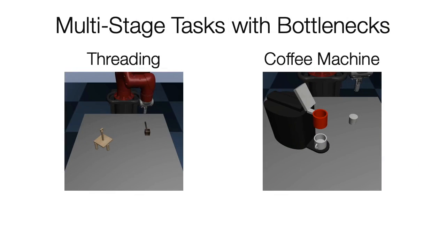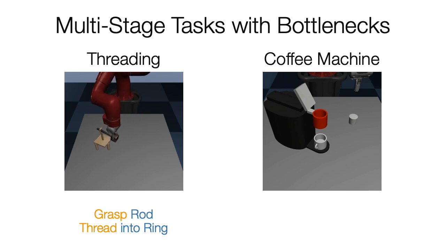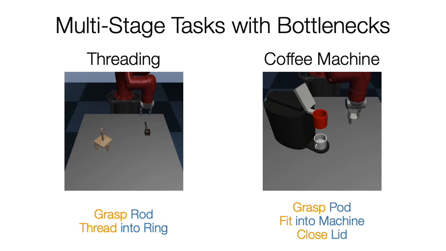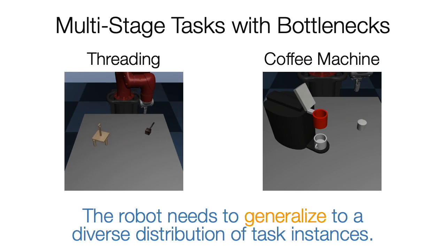We evaluate our system and algorithm on two challenging multi-stage tasks. The first is threading, which contains two bottlenecks. The second is a coffee machine task where the robot needs to make coffee. The task has three bottlenecks. These tasks also require the robot to generalize to a large set of task instances.